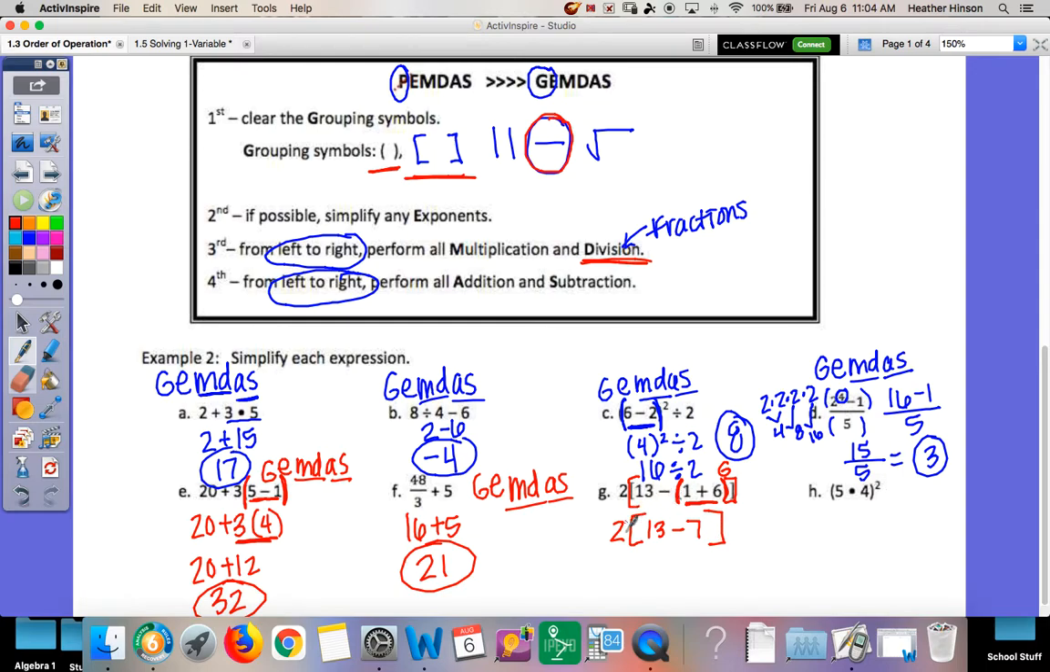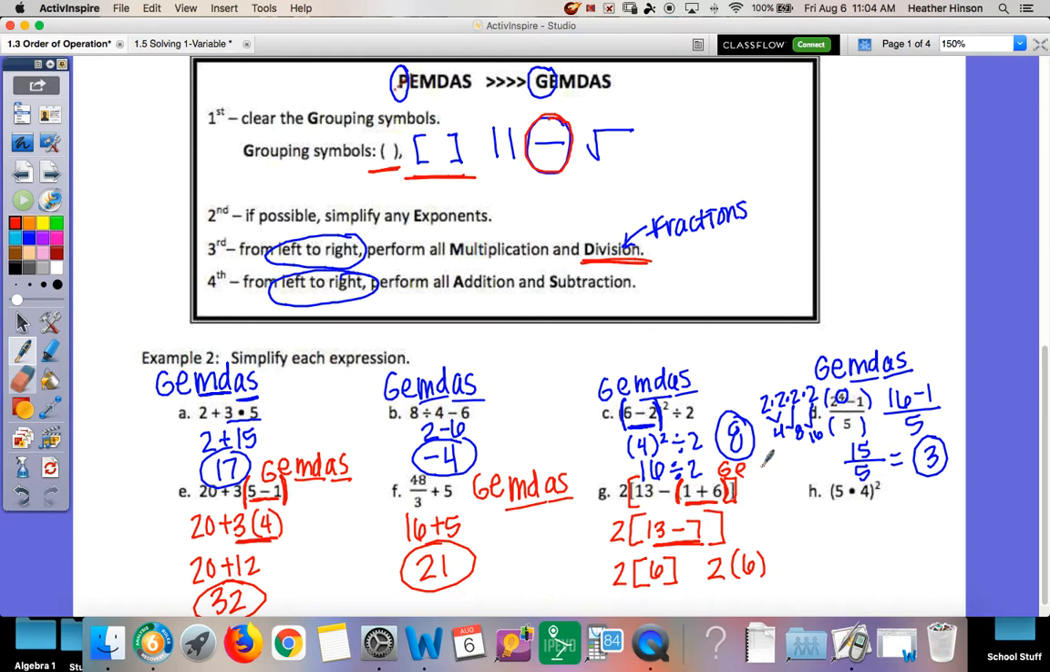And then in our outside group here, these brackets, what can we do inside of there? We're not distributing. What can we do inside? We can subtract 13 minus 7. That is 6. And you can change those to parentheses. It honestly doesn't matter. So if you want to write 2 times 6, that's fine.